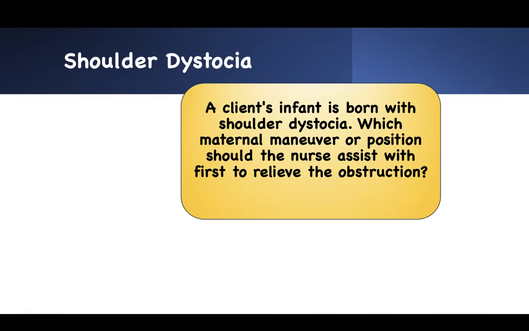Shoulder dystocia. The baby's head will come out and go in and out, bobbing in and out. We call it the turtle sign. If an infant is born with shoulder dystocia, which maternal maneuver or position should the nurse assist with first to relieve the obstruction? Mommy, knee to abdomen, then counter pressure to what? Suprapubic, not fundal pressure. Once again, not fundal pressure. Suprapubic after you bring the knee to the abdomen. This is what we call McRoberts position. So that's what you're going to do.